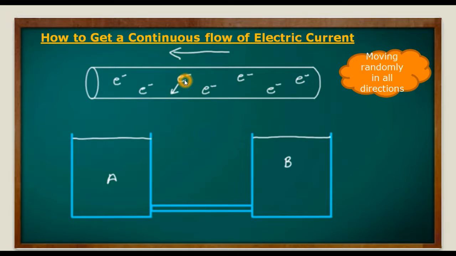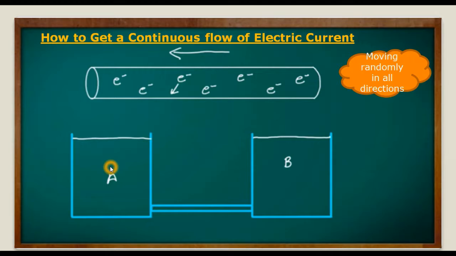In fact, when this metal wire is not connected to any source of electricity, these electrons are moving randomly in all directions. But now, if we want to make these electrons flow in a specific direction, we need to create a difference. Let me make you understand by taking an example.